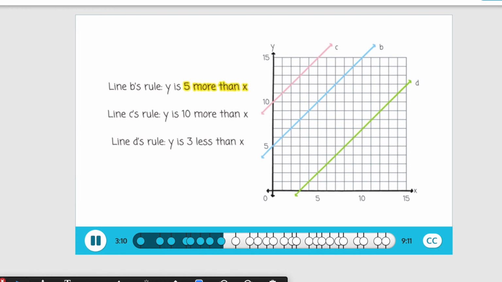In line B, we added 5 to the x-coordinate to solve for y. In line C, we added 10 to the x-coordinate to solve for y. But with line D, we used subtraction. We subtracted 3 from each x-coordinate to solve for the corresponding y. Where does line D lie on the coordinate plane in relation to the other lines?